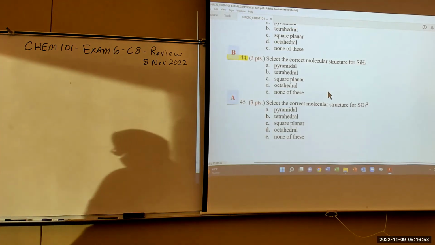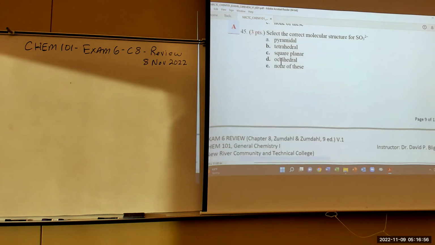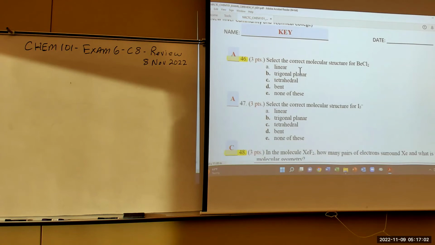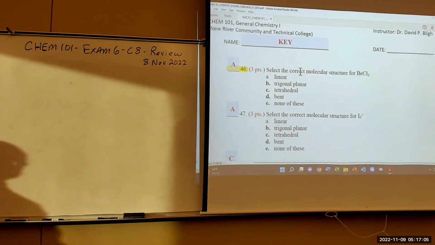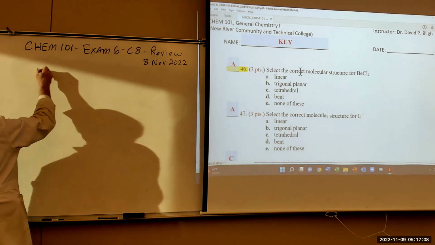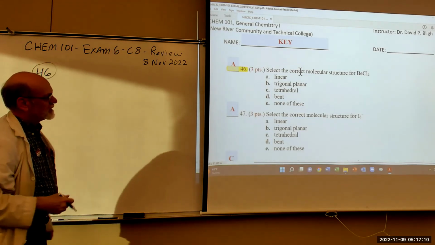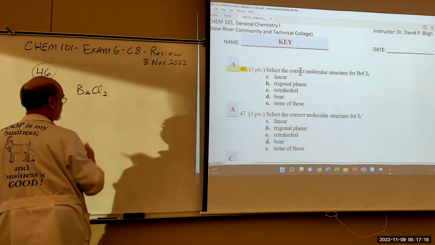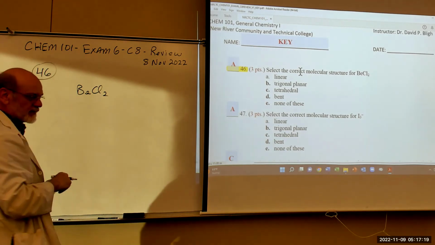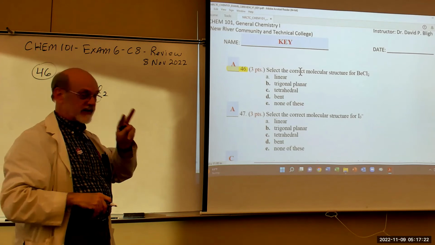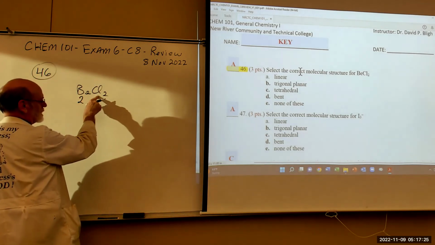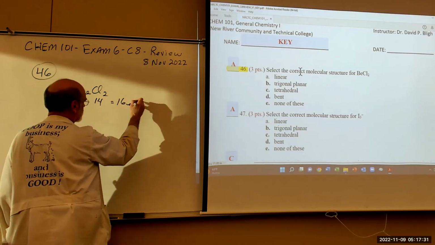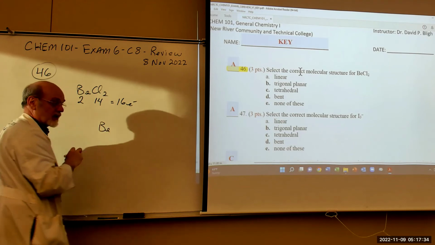All right, 44. Let's see, too far. 46. Select the correct molecular structure for BeCl2. Okay, beryllium. Beryllium is 2 over from the left, which means it has 2 valence electrons. Halogens have 7 each, so that's 14. 16 electrons. Okay, beryllium in the center because it's to the left.